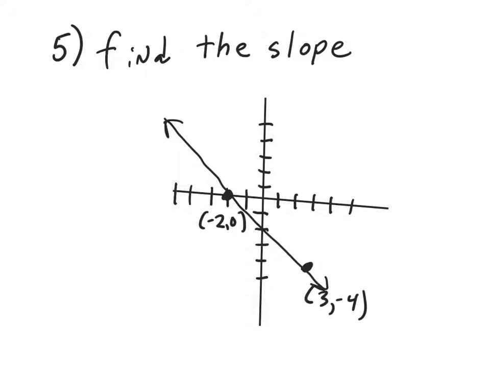On number 5, we have to find the slope between these 2 points. We have negative 2 and 0, and 3 and negative 4. So since we have them on a graph already, all we have to do is count. We're going to do the change in y over the change in x. So the y, we started at 0, and we went down 1, 2, 3, 4. So it's negative 4. And then the x, we started at negative 2, and we went over 1, 2, 3, 4, 5. So it's going to be negative 4 over 5.